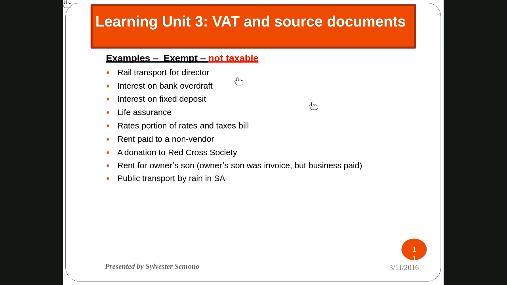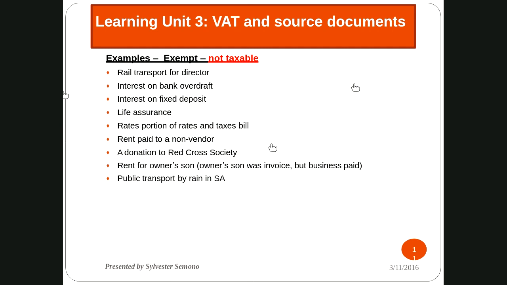So SARS only uses the taxable supplies in the form of standard and zero rated. Exempt supplies, because they are not taxable, cannot be added together with those other items to check your qualification. They will make sure that they exclude exempt. As you can see, most of them are essential services. For example, the taxi industry in South Africa doesn't pay tax. They fall under exempt. Rail transport, the interest on the overdraft for a director. They are just examples according to SARS. The public transport. Can you see now? Sorry, I wanted to say rail here, not rain. So rail transport, like using a train, there's no VAT for those who are operating a train.